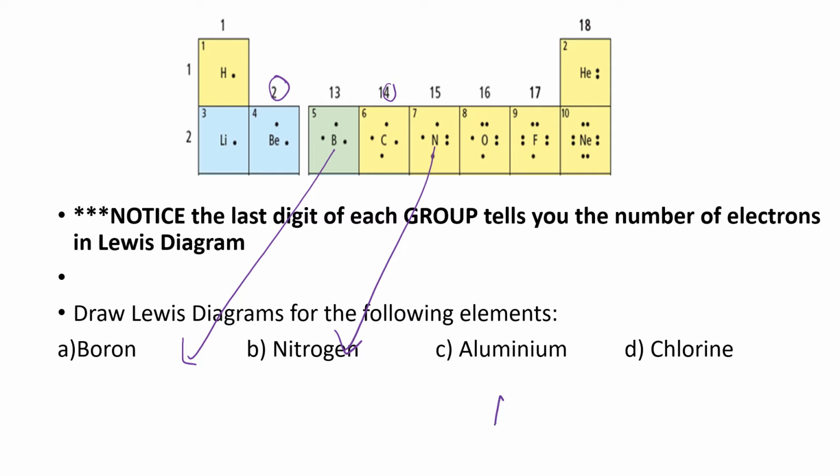If we go to aluminum, if you find aluminum on the periodic table, aluminum is element 13. It is in group 3, which tells me that aluminum is going to have 3 valence electrons. Chlorine, symbol is Cl. It's in group 17. It's going to have 7 valence electrons. So much easier than Bohr diagrams. You're welcome.